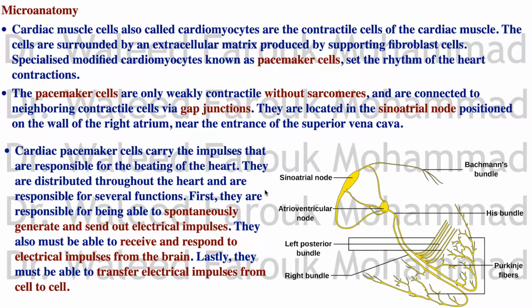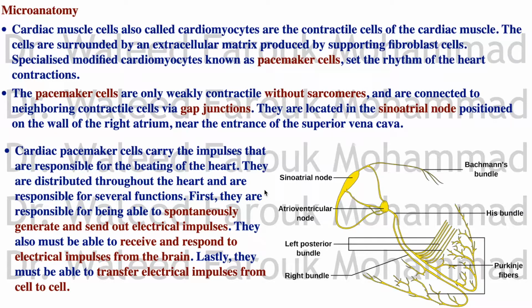The impulses that originate from these nodes spread all over the heart and are responsible for the contraction. The pacemakers are distributed throughout the heart and responsible for spontaneous generation of impulses that are sent out as electrical impulses. They also have the ability to receive and respond to electrical impulses from the brain via autonomic nerves, of course.